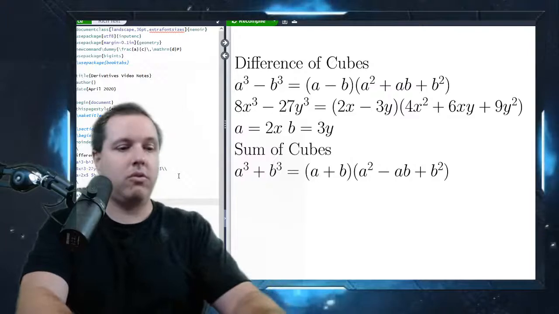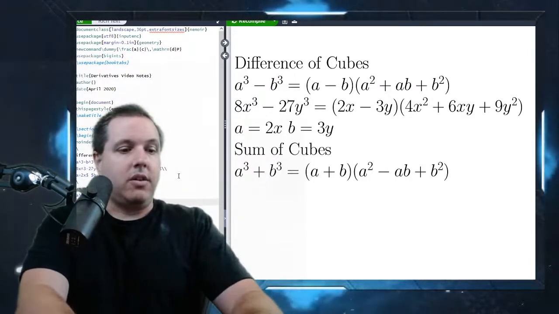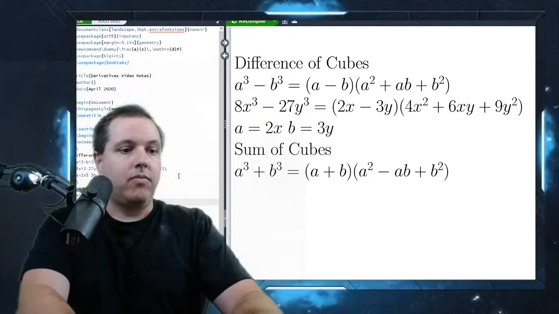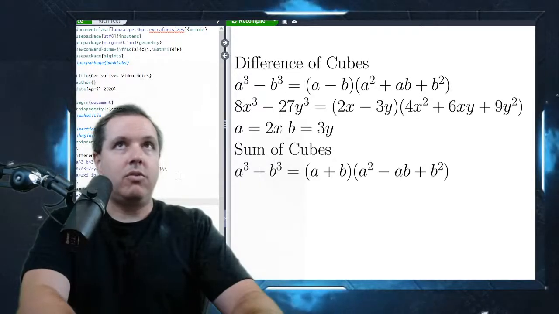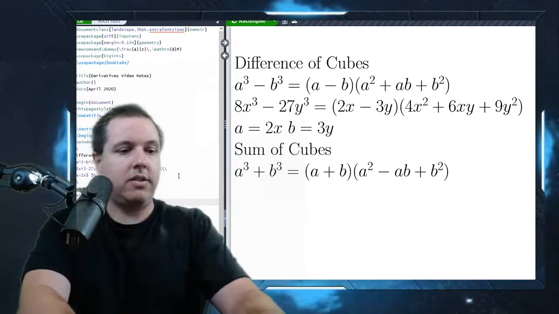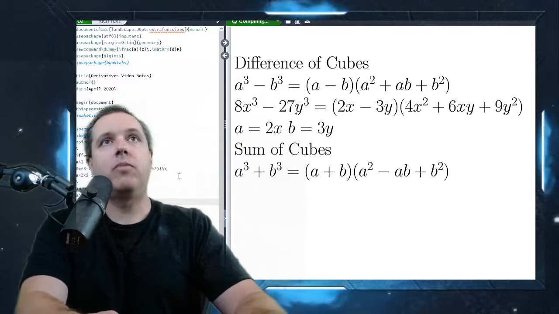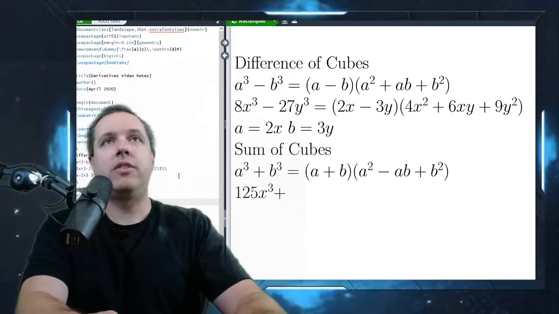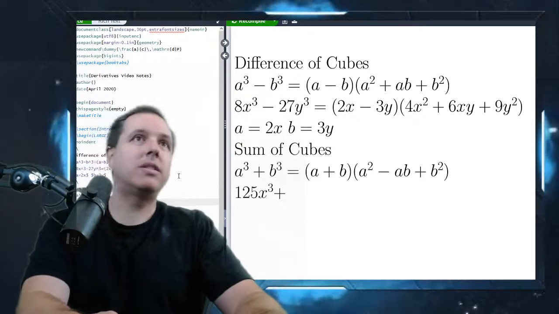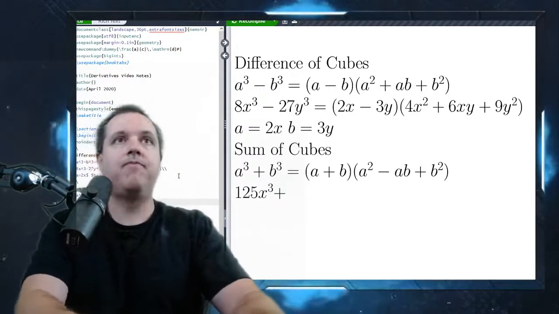Yeah, let's do... see, we've got... let's see, we did 2... let's do 125x cubed plus... Even 6 starts to get kind of big. So let's see. Let's make it just, we'll do 8y cubed.